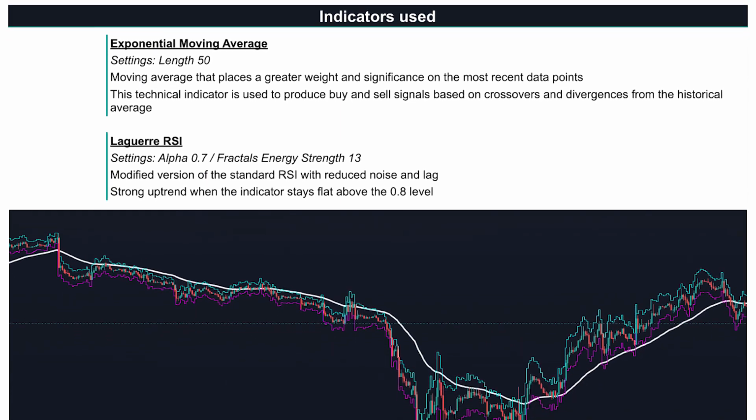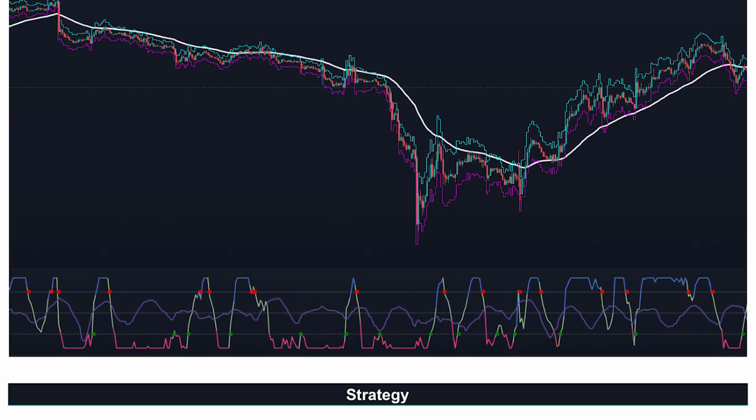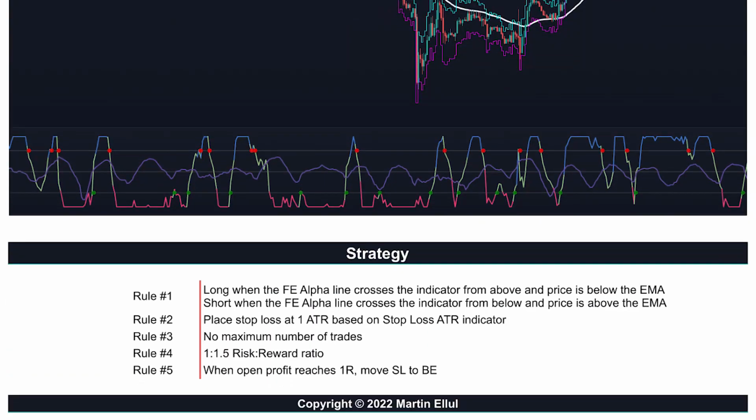So this backtest is based on the 1 hour time frame on Euro USD. So here's the strategy. We go long when the FE alpha line crosses the indicator from above and the price is below the EMA, and we go short when the FE alpha line crosses the indicator from below and price is above the EMA. We place the stop loss at 1 ATR based on the stop loss ATR indicator that we're going to be using.